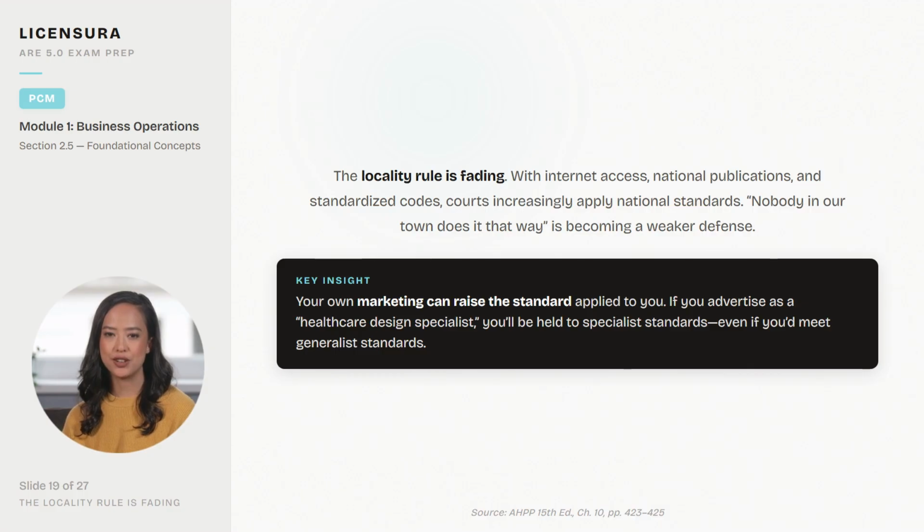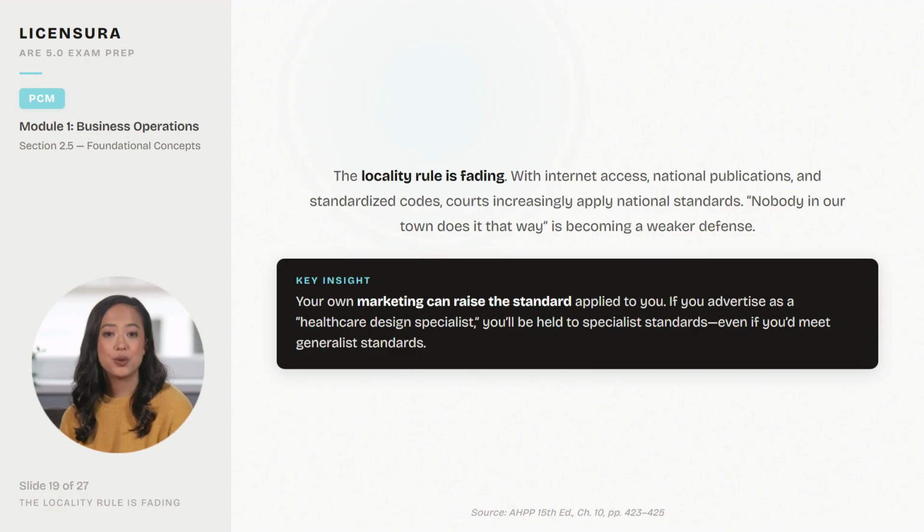One more trend worth knowing about. The locality rule is fading. It used to be that you were judged against what architects in your specific town would do. But with the internet, national publications, and standardized codes becoming the norm, courts are increasingly applying national standards. Arguing that nobody in our small town does it that way is becoming a weaker and weaker defense over time.